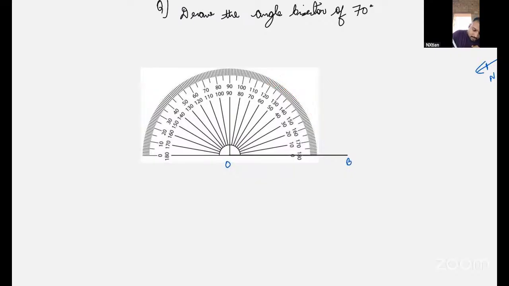Now mark 70 degrees. So how will you mark it? You can put your pencil here. So you can see this is 70 degrees. Yes or no? Then join this thing.